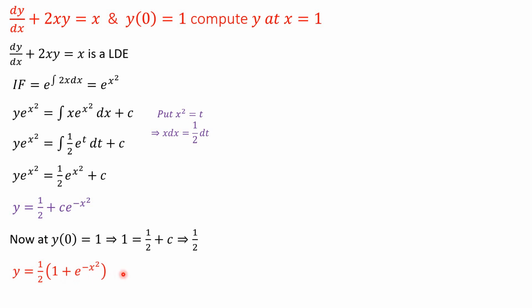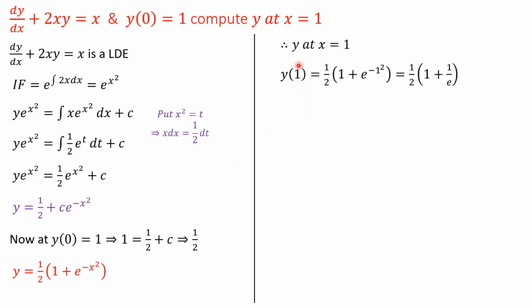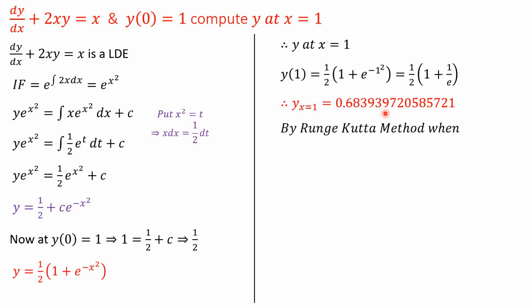Now we are supposed to find the value of y at x is equal to 1. So put x is equal to 1 in this equation. We get y at x is equal to 1 as 0.6839. I am taking this because after the decimal point there are 15 to 16 digits, so that we can compare it with the Runge-Kutta method. Now see here, this is the actual answer. By the Runge-Kutta method, when we take h is equal to 0.5, we got this. You can see this answer is correct up to only 2 decimal places, but we took h is equal to 0.5 only.